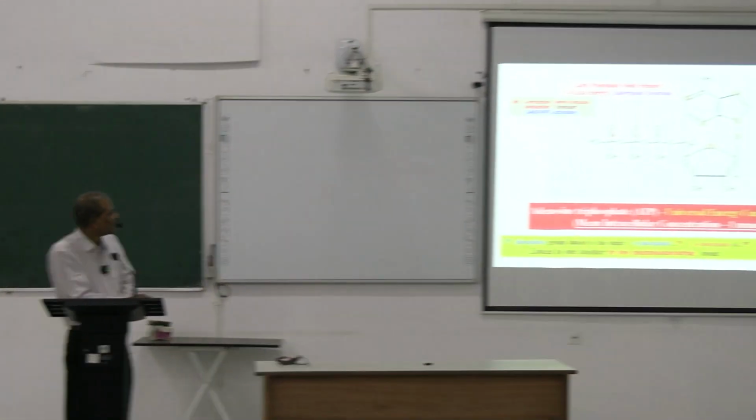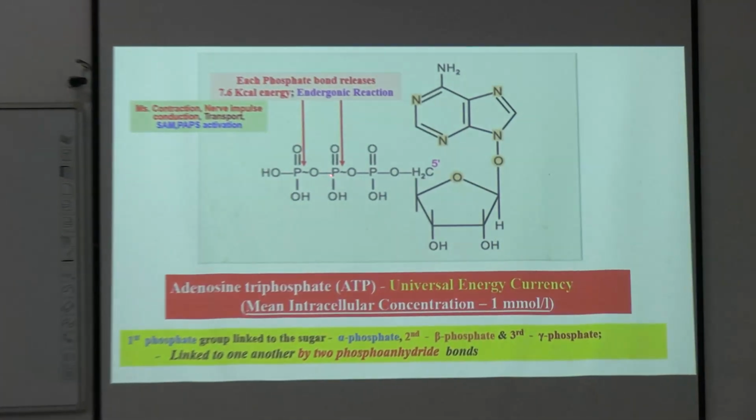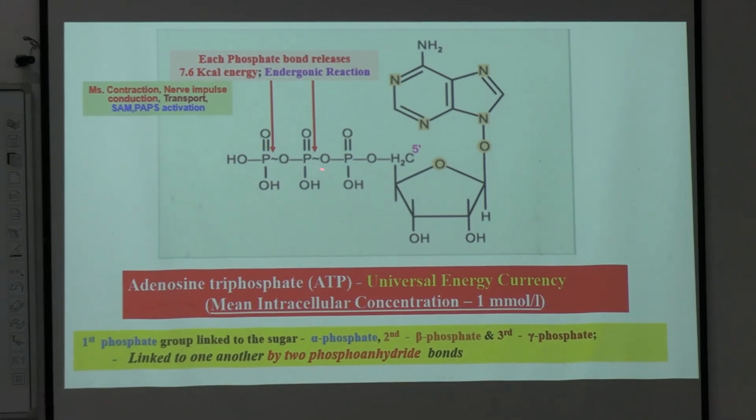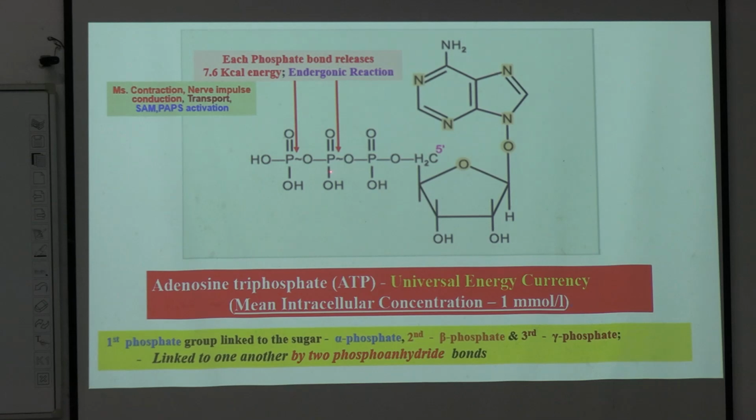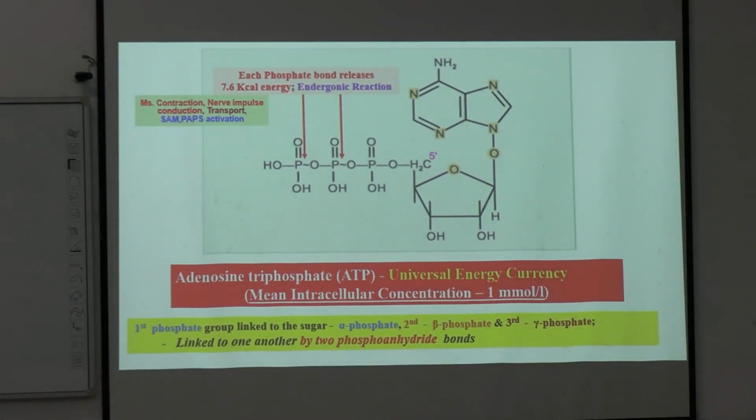Now ATP, which we are already aware of, is the universal energy currency. In ATP, there are only two high energy phosphate bonds. This is the alpha phosphate, this is the second phosphate, beta, and this is gamma. The alpha phosphate is normally present in everything and doesn't give a high energy phosphate bond. Only the second and third, that is beta and gamma, are high energy phosphate bonds, and they give 7.6 calories of energy per bond. They are required for endergonic reactions.